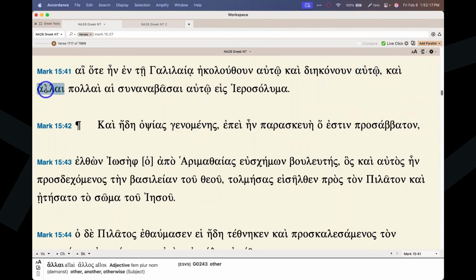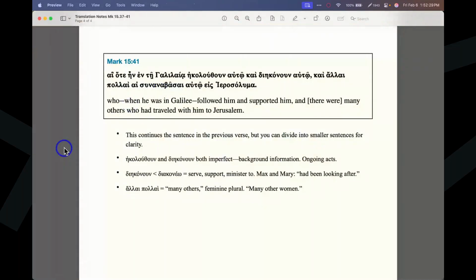And many other who were following him from Jerusalem, or who were going with him, traveling with him from Jerusalem. Here's my translation. Who, when he was in Galilee, followed him and supported him. And there were many others who had traveled with him to Jerusalem. So about these three women, we get that when Jesus was in Galilee, they followed him and supported him.